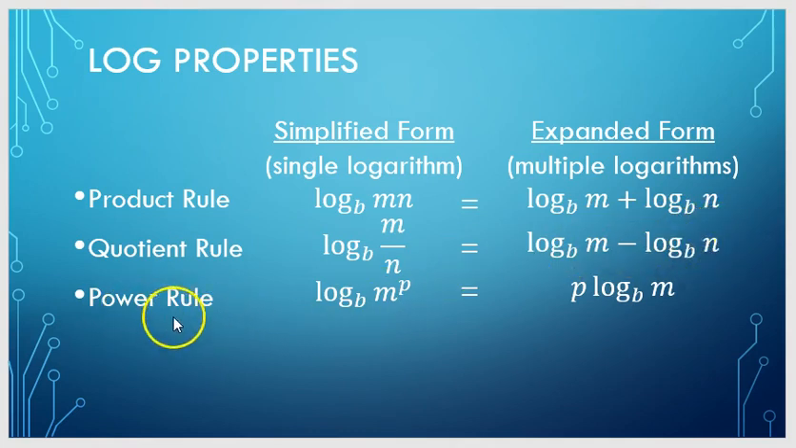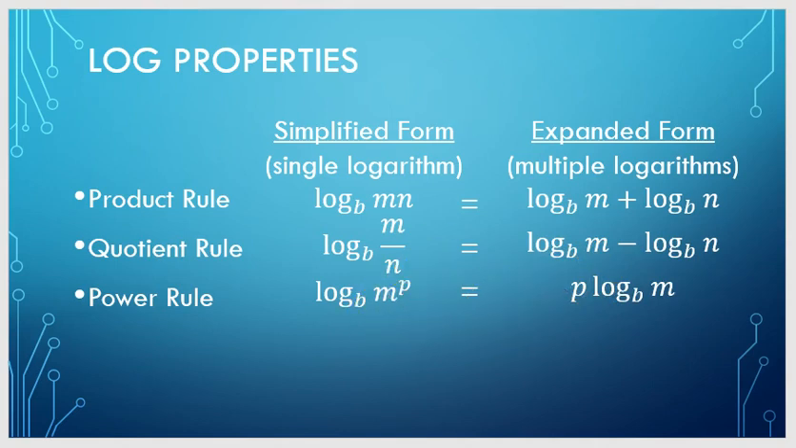And then the last and most important property really is the power rule. This property gets used frequently for solving equations because it's hard to figure out what an unknown exponent is. But this property lets us bring that exponent out front and multiply it by the log instead, and multiplying is a lot easier to solve for. It's a lot easier to figure out what number they multiplied by than it is to figure out what exponent they used.